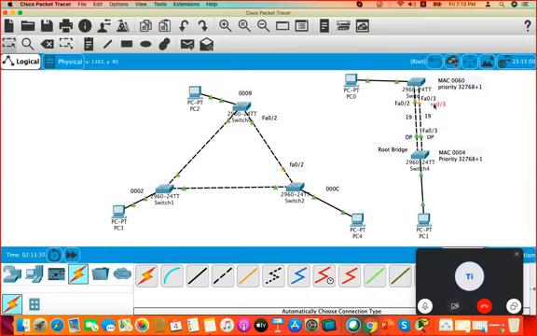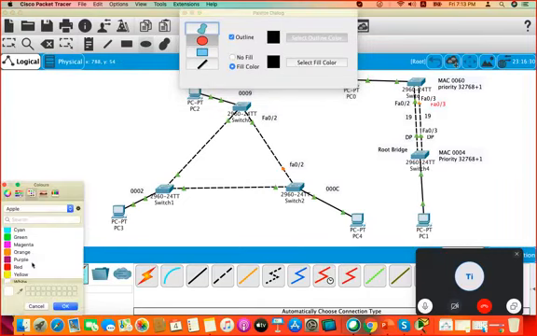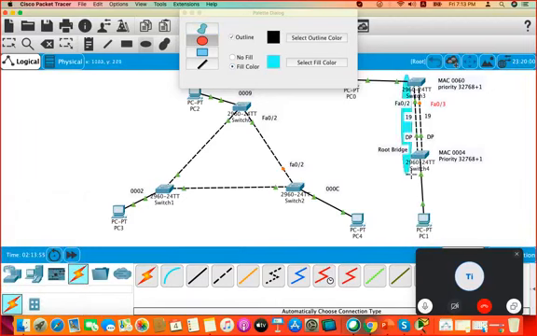Again, to choose the root port, the lowest cost towards the root bridge, in this condition. One minute, I will select one color. We are talking about this topology.